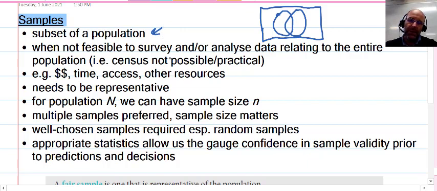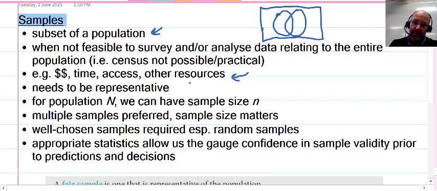So when it's not feasible to survey or crunch the data and analyze things around the entire population, we're tending towards taking a sample, okay? And a census is surveying or analyzing the entire population, whereas a sample is part of that. So that might be due to resources being limited, such as time and money and access and so on.